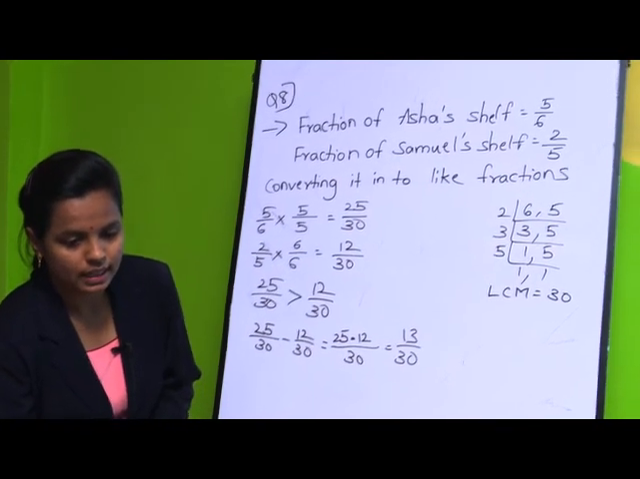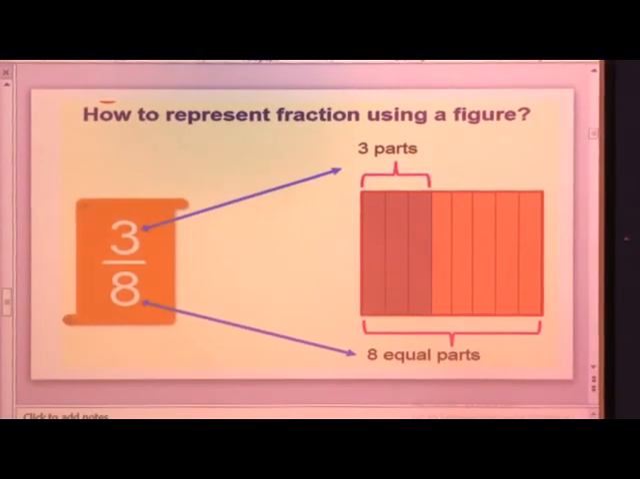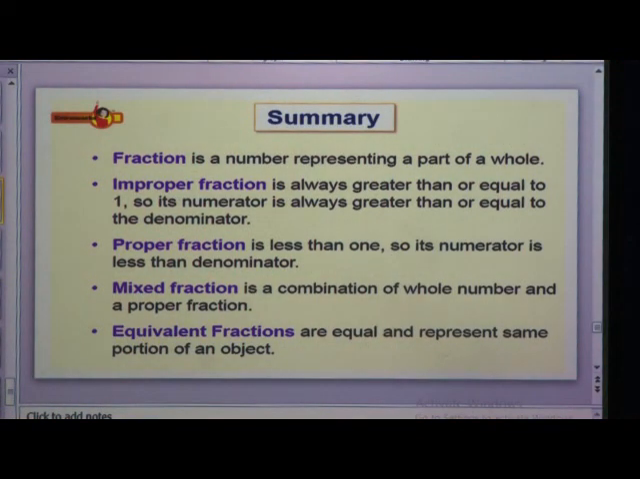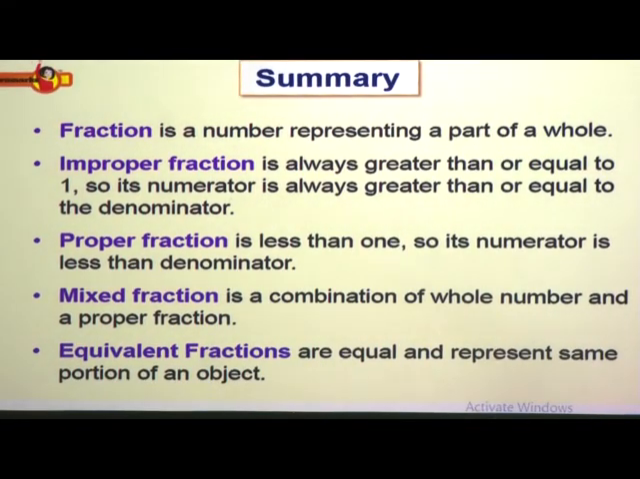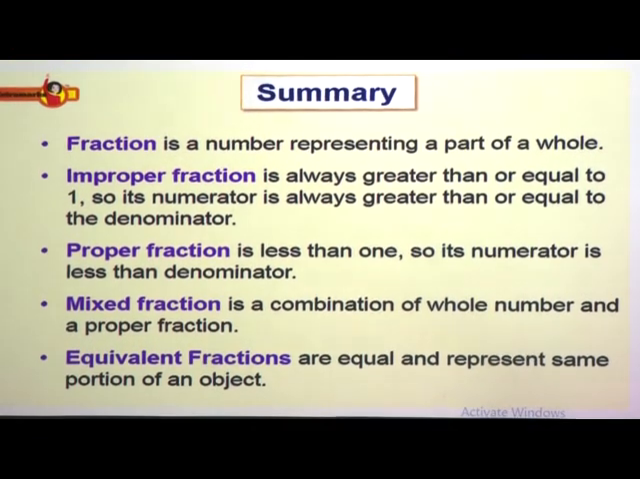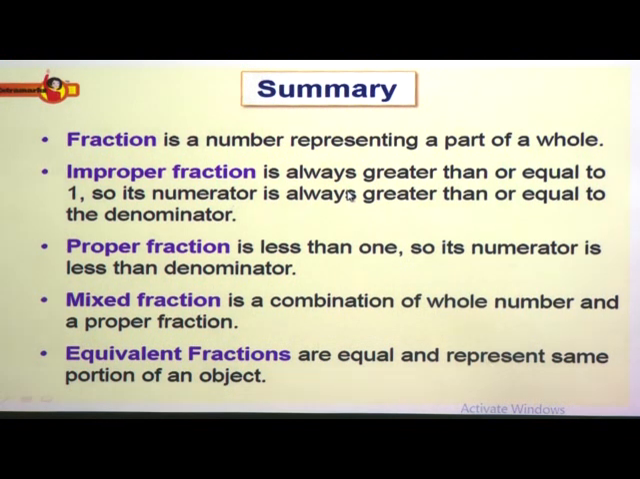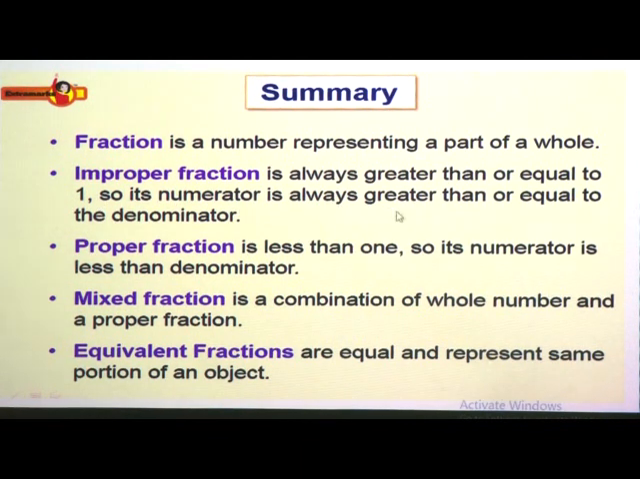We are towards the end. We will just have a quick review over what we have seen in the whole lesson. Okay, just see here now. Fraction. Fraction is a number representing a part of a whole. We have seen different types of fraction. Improper fraction is always greater than or equal to 1. So its numerator is always greater than or equal to its denominator.